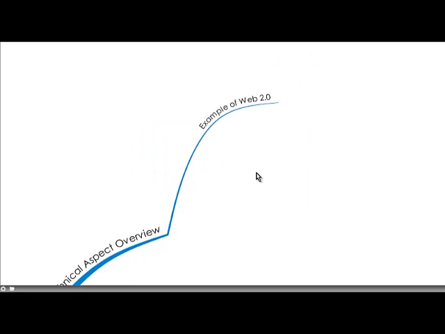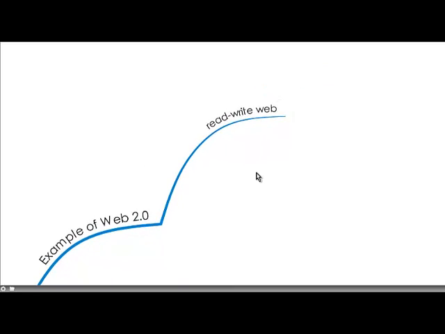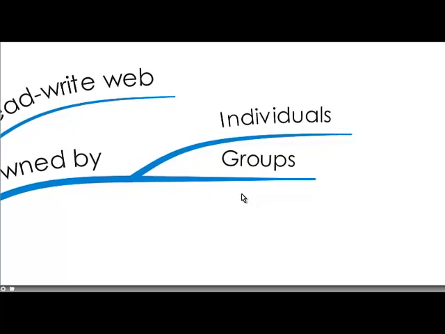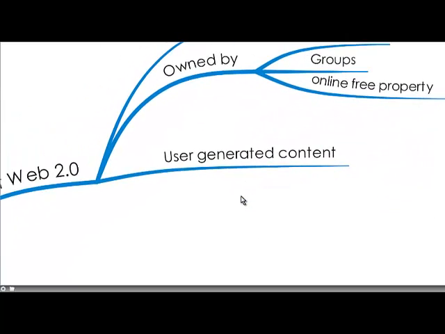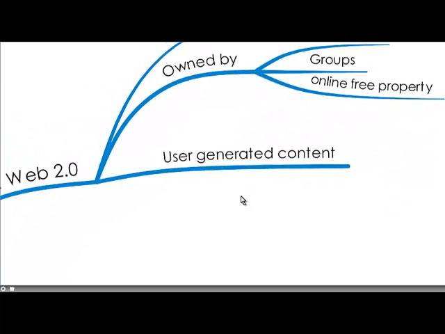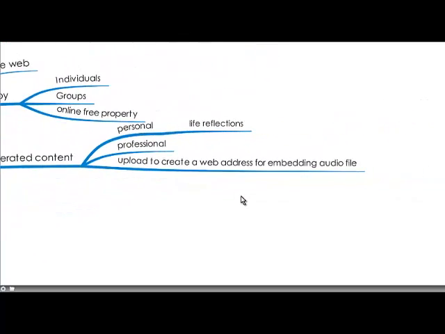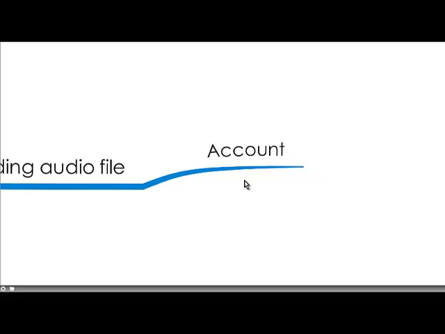So what are some technical aspects of digital audio files? Well, it's an example of read-write web. It tends to be owned by individuals or groups, and it can be online free property. It tends to be user-generated, which can be of a personal nature or professional, and generally we upload an MP3 file to the web to get an address so that we can embed it in other digital mediums.